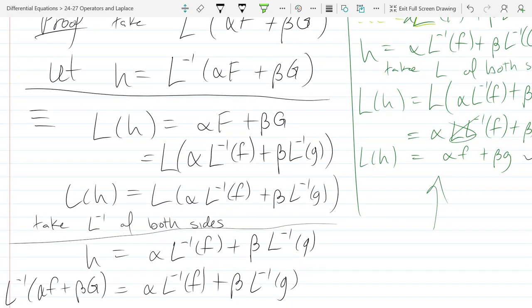So L inverse is a linear operator, and what we're going to do next is actually use these to solve differential equations. The basic way we're going to do it is start with a differential equation that we're used to, and then apply L to both sides. And then we'll see why that's a good idea. It doesn't seem like that's necessarily a great idea right now, but in certain circumstances it'll work out very well.